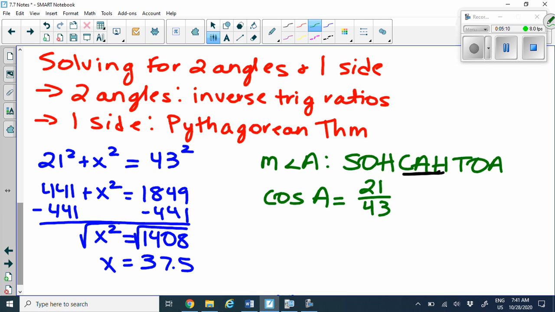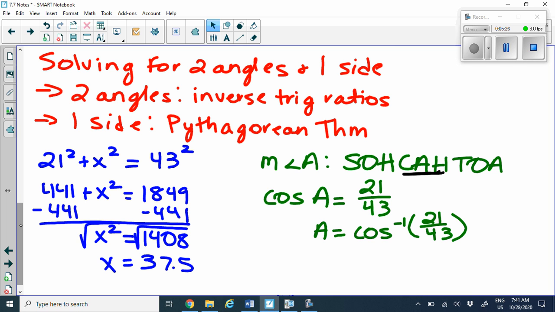Now remember, we need to move the cosine over. In order to do so, it becomes the inverse. We keep A where it's at. So now I have inverse cosine of 21 over 43. Plug that into your calculator.